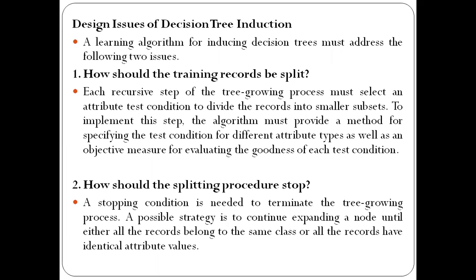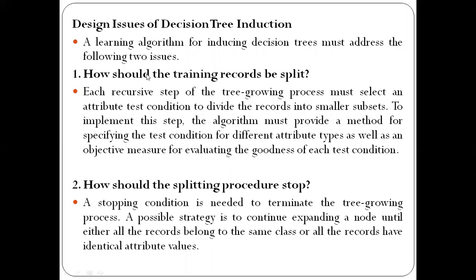That is, how we can split the training records. We will be having a collection of training records here. So how we can split them, on what basis we can split them, that is the design issue that must be considered by the decision tree algorithm. As we know, decision tree induction algorithms apply recursive steps in order to build a decision tree, and at each step, it will be selecting an attribute test condition to divide the records into smaller subsets.